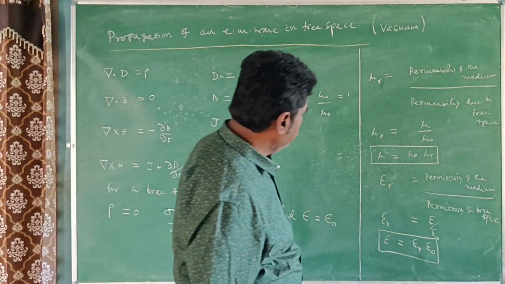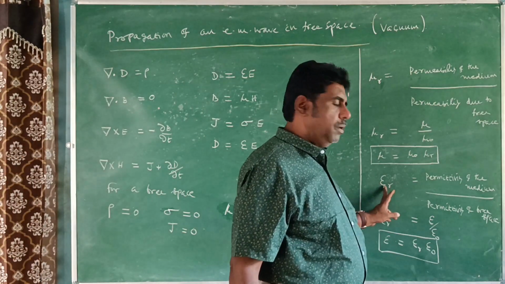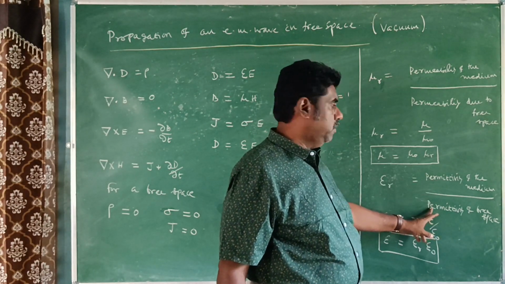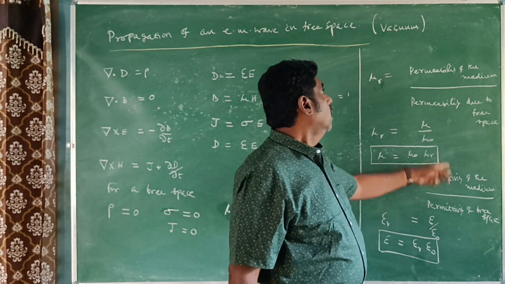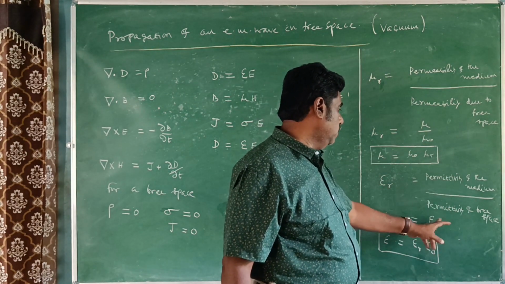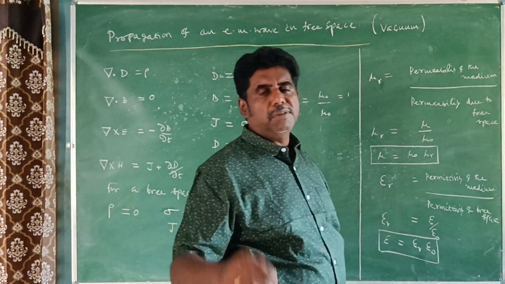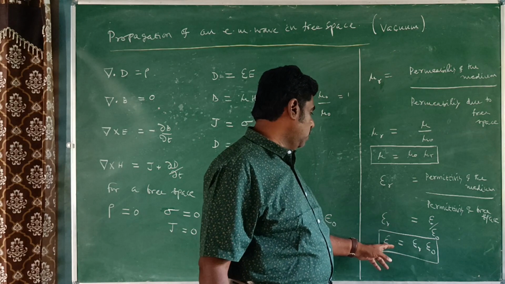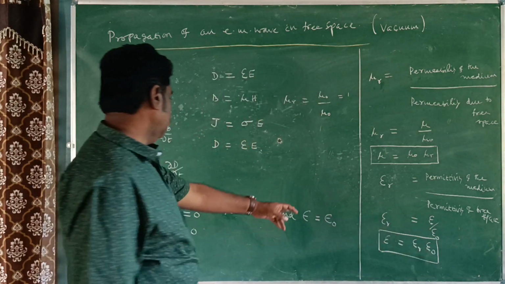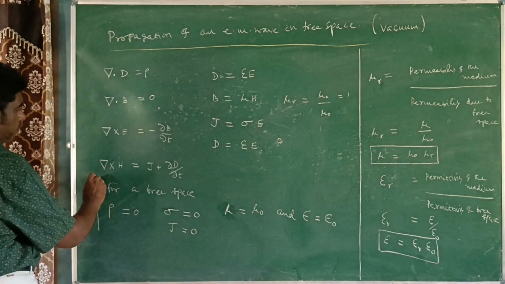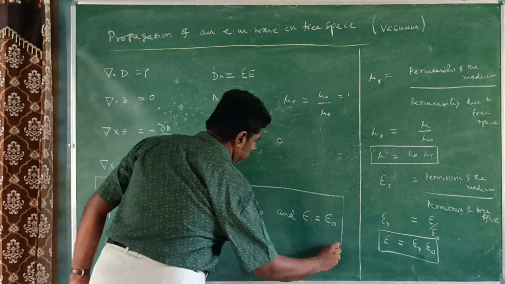In the same manner, relative permittivity equals permittivity of the medium divided by permittivity of free space. Suppose the medium is free space. Here we put epsilon replaced by epsilon naught. Epsilon naught by epsilon naught is 1. So epsilon r is equal to 1. Therefore epsilon equals epsilon naught. So these are all the things we have to substitute for free space in the above equations.